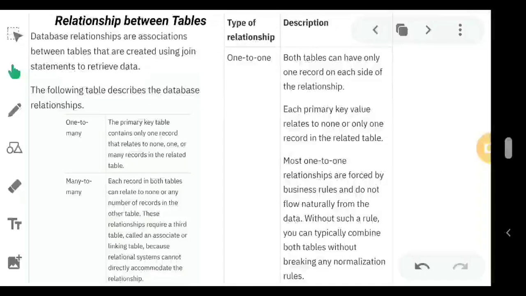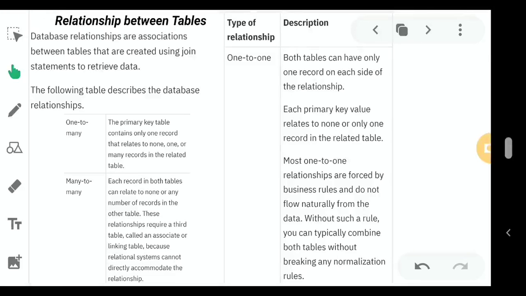As in the previous lecture, I have discussed that today I will start the relationship between the tables as well as the key concept over here. So, database relationships are the associations between the tables and created using the joining statement.